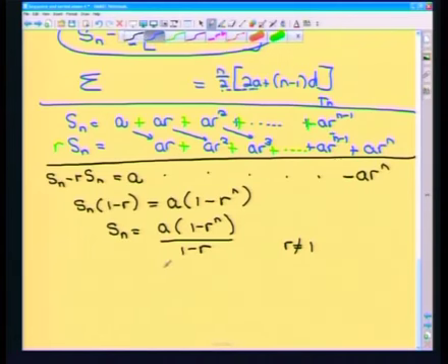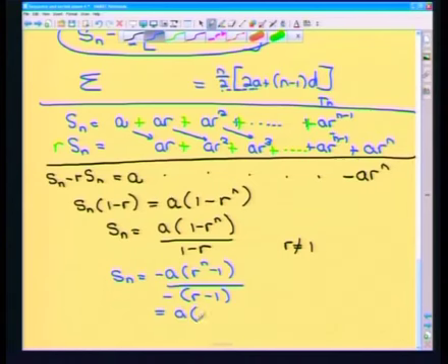Right, so now looking at this, what else could we do to it? We could say, let's take out a negative. If we do, we've got R to the N minus 1. And if we take a negative out of here, we've got R minus 1. That means that this formula would become A, R to the N minus 1 over R minus 1. And once again, R may not equal 1.